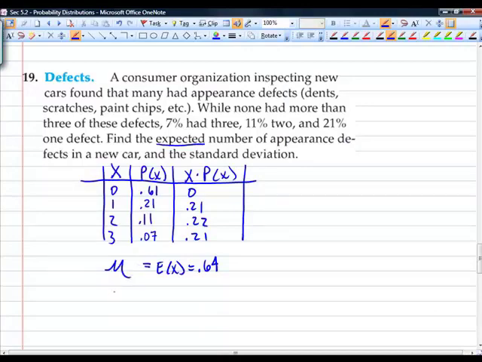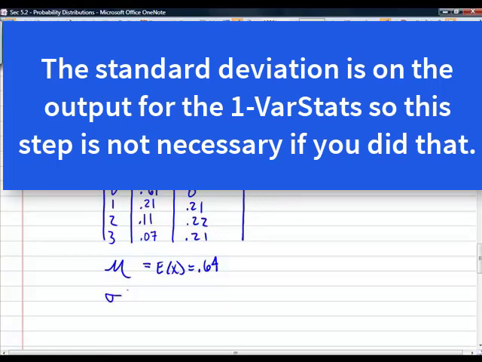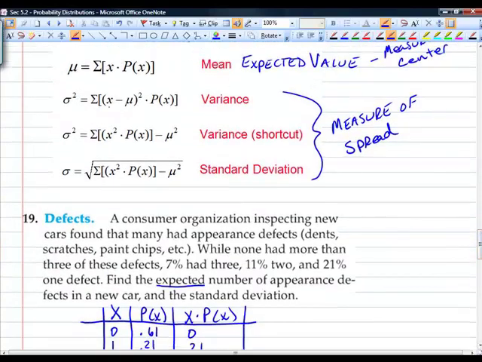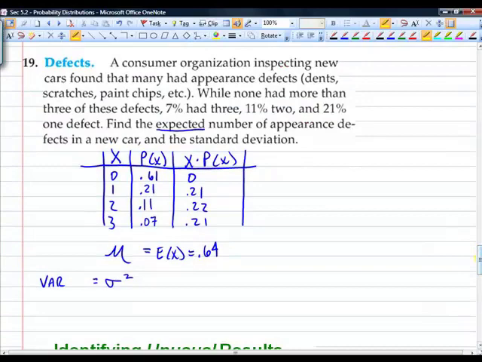Now I need to find the standard deviation, but I'm going to find the standard deviation by way of the variance. So I'm going up to my variance formula, and it says the variance is the difference between your data value and the mean squared times the probability of those data values. So this is the formula that I'm going to use right here. It doesn't matter which one of these formulas you use, it's just that this is the one that I've always used. So that's what I'm going to do. But in order to use it, I need to know what the mean was, and that was 0.64.